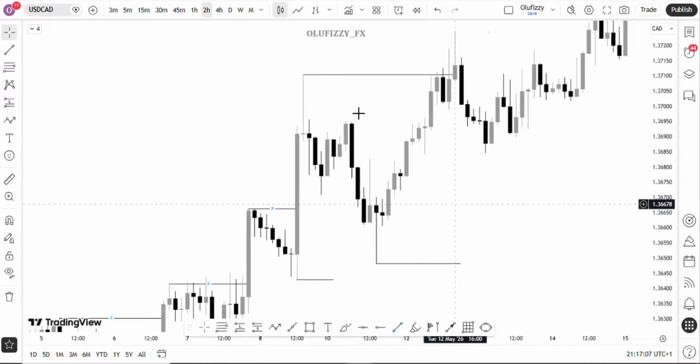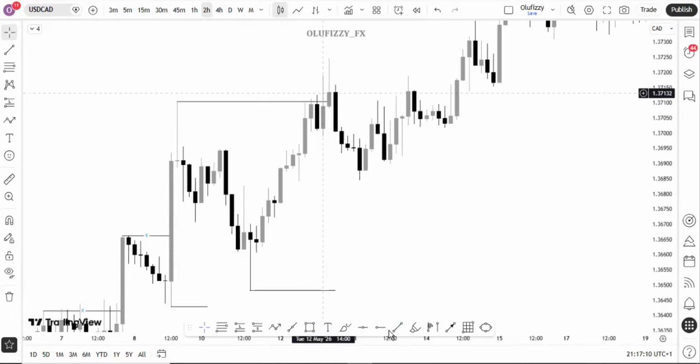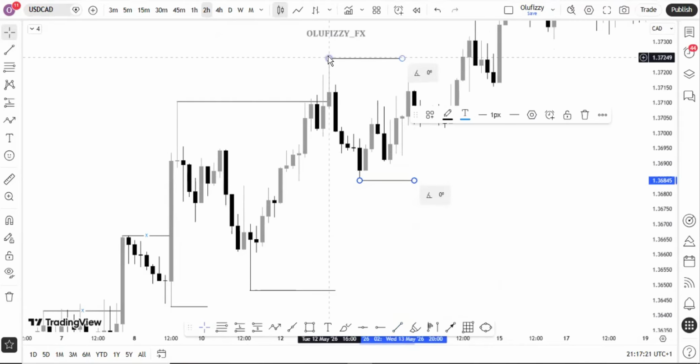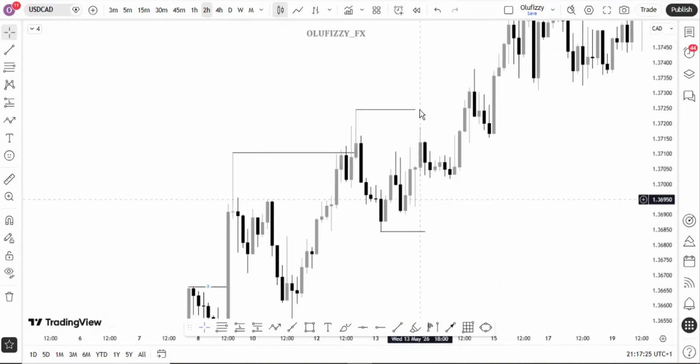So then after this break of structure, price created another high, which is another higher high, and we have another higher low. We have higher high, higher low, then price comes and breaks this structure again.